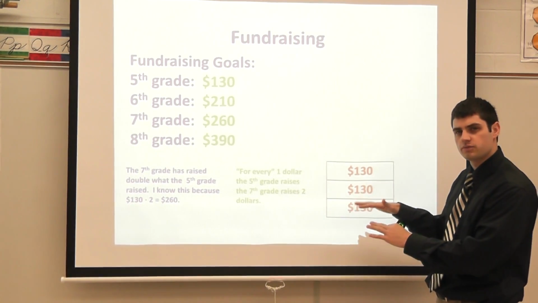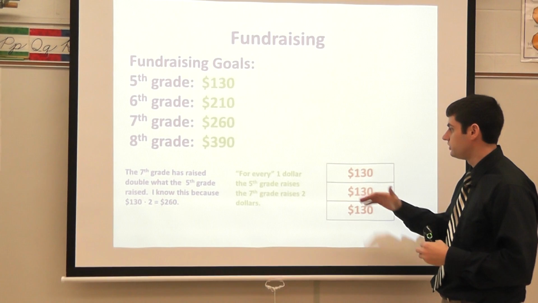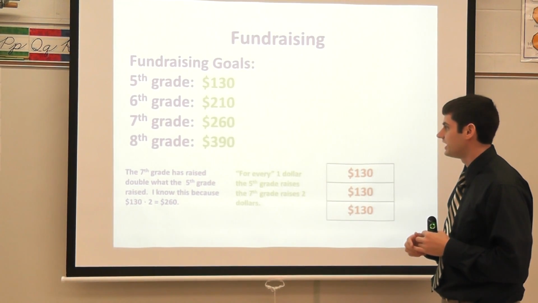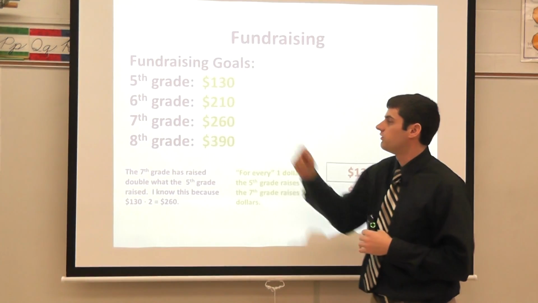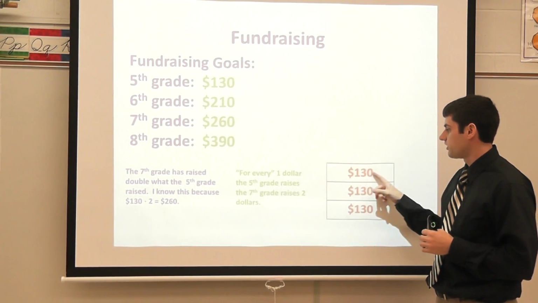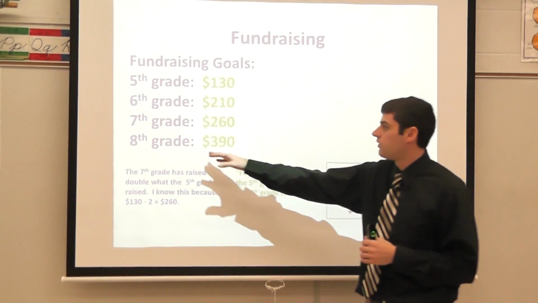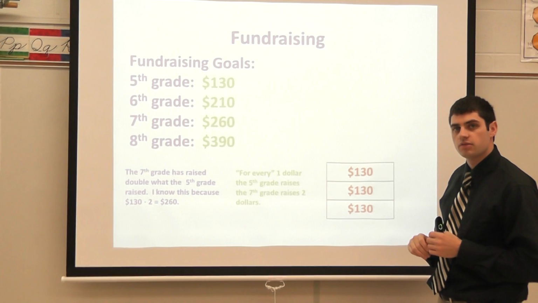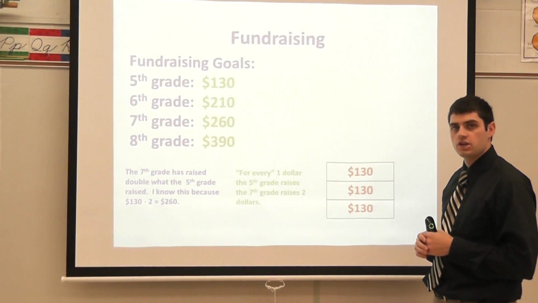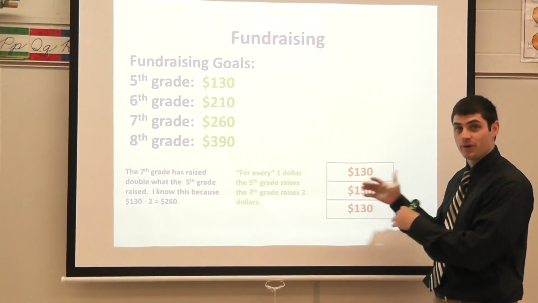So let's take a look at this picture here. This might help you for your visual learners out there that like to use pictures. Well, if I know that 8th grade raised 390, I know that 5th grade raised 130. So 5th grade, if they've only raised 130, they've raised 1/3 of what the 8th graders raised. Because 1/3 of 390 is 130. So I just used a diagram and a picture and a fraction to compare.